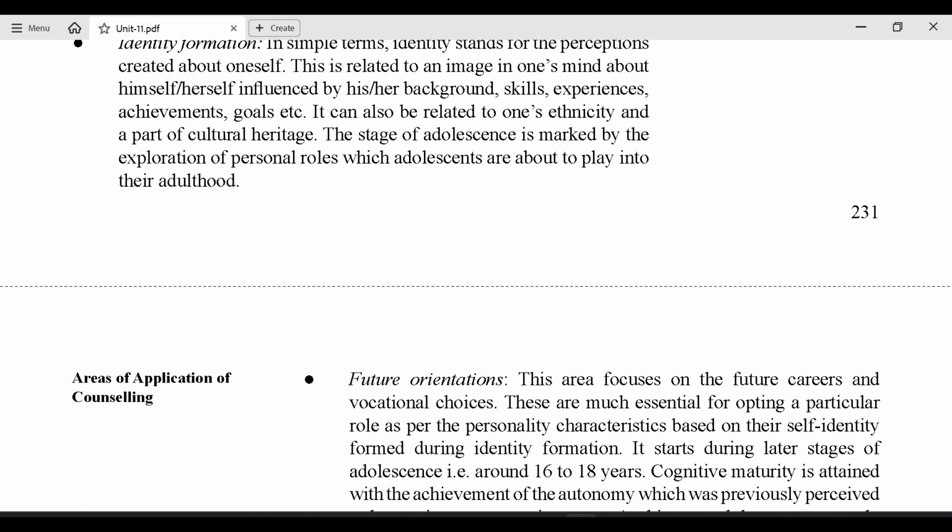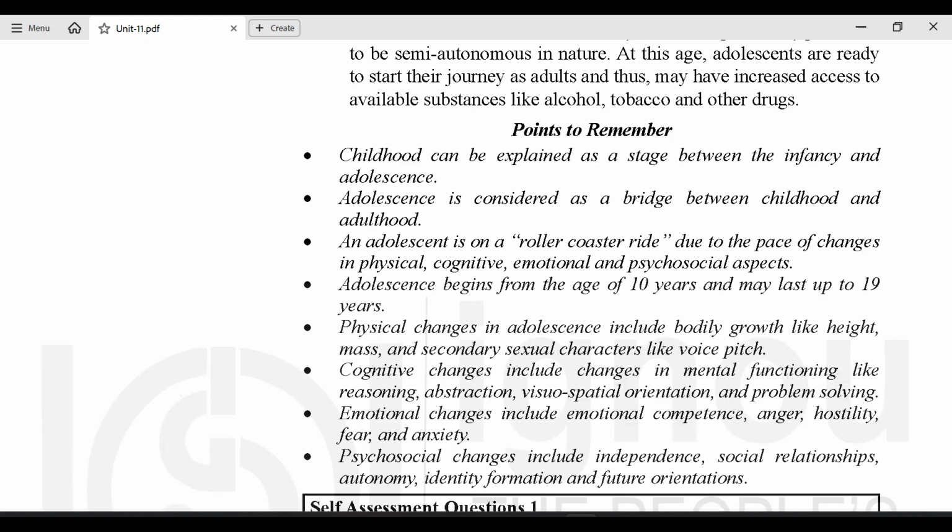Cognitive maturity is attained with the achievement of autonomy, which was previously perceived to be semi-autonomous in nature. At this age, adolescents are ready to start their journey as adults and thus may have increased access to available substances like alcohol, tobacco, and other drugs.